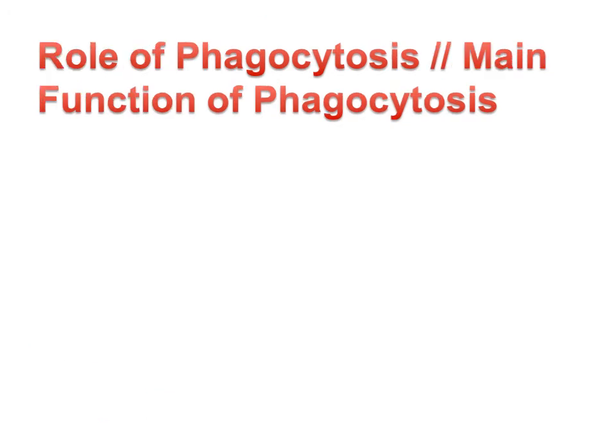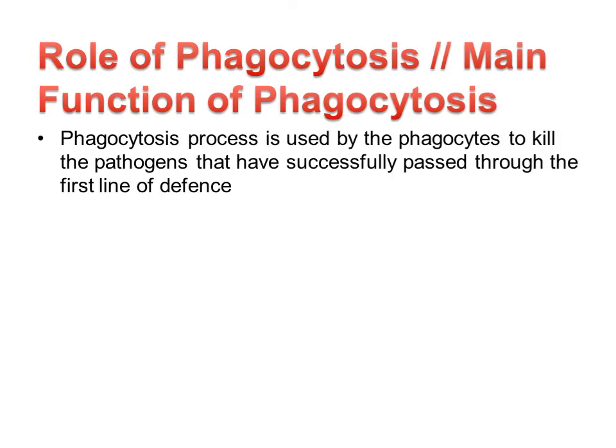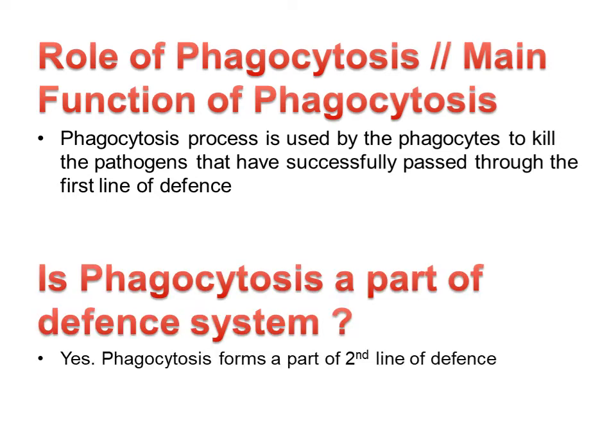What is the role of phagocytosis? Or what is the main function of phagocytosis? The phagocytosis process is used by the phagocytes to kill the pathogens that have successfully passed through the first line of defense. Phagocytosis forms a part of the second line of defense.